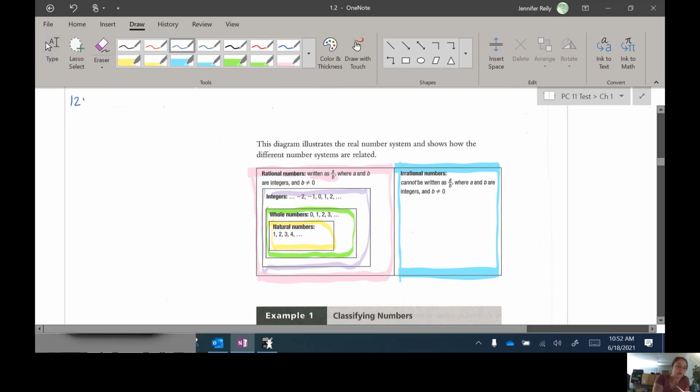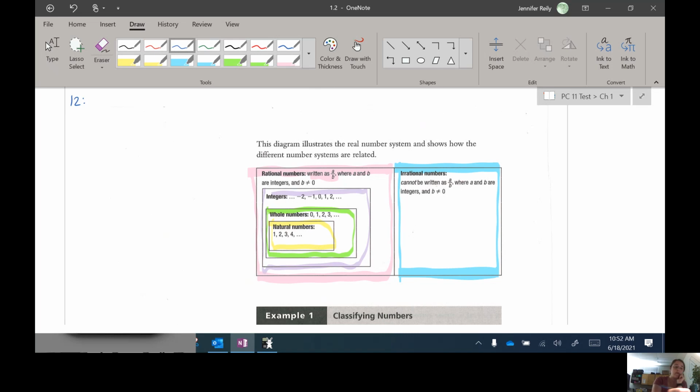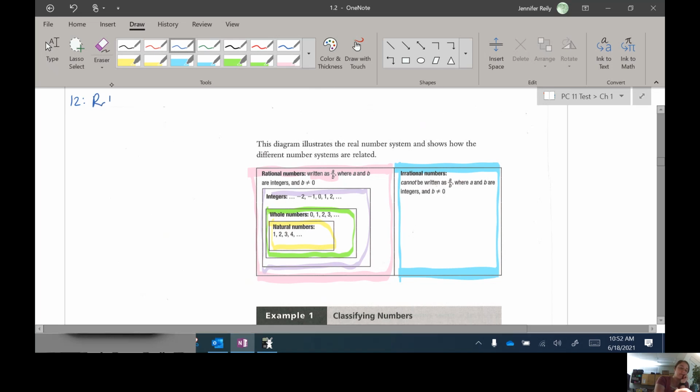Okay, so we'll start with the number 12. The first thing you always want to do is decide, is this rational or irrational? Does it go in the pink box or the blue box? Because each number is one or the other of those. 12 can be written as a fraction. It's 12 over 1, so it would be a rational number. So it's in the pink box.